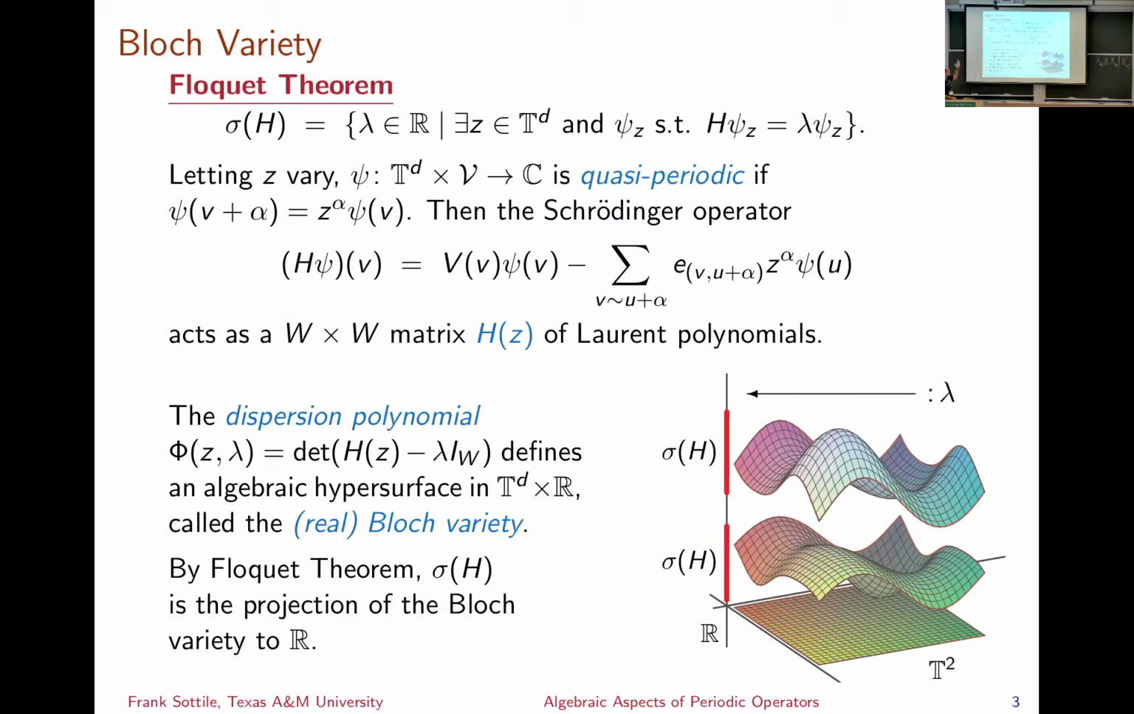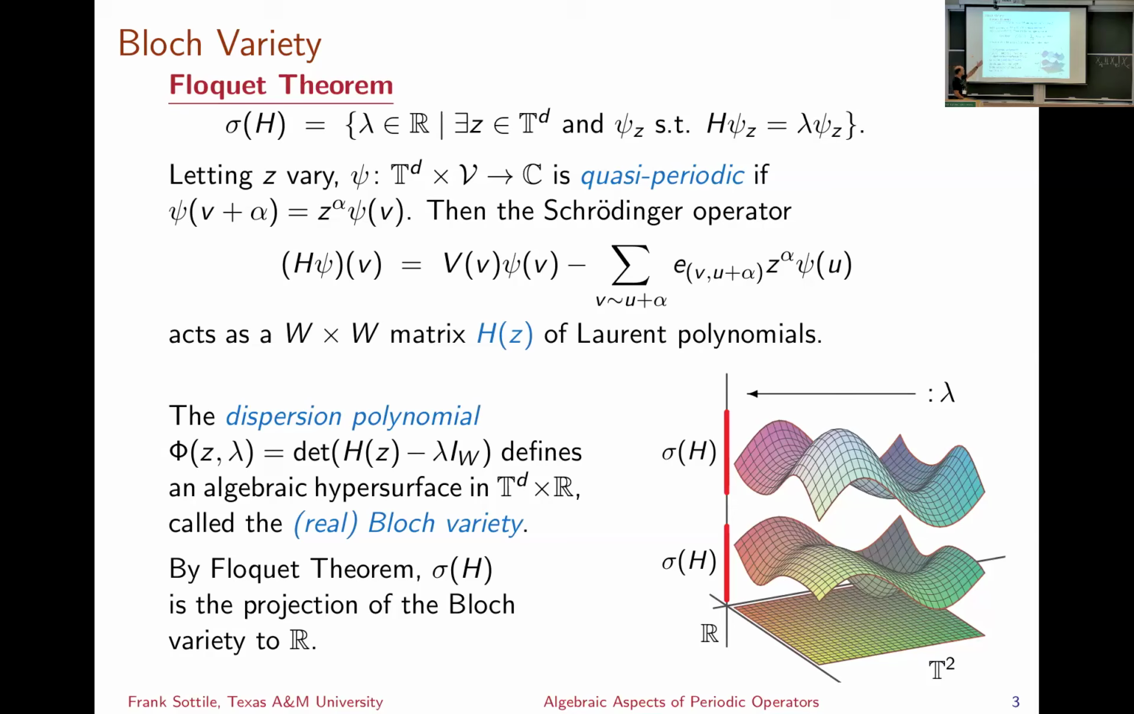Now, z was fixed. We can let z vary. And then we can think of C as a function from T to the D across the vertices to the complex numbers. We'll call that quasi-periodic if it satisfies the same property when you translate it. There's a z variable there that I'm absorbing, but it satisfies the same property. And then you can talk about the Schrodinger operator on those functions.